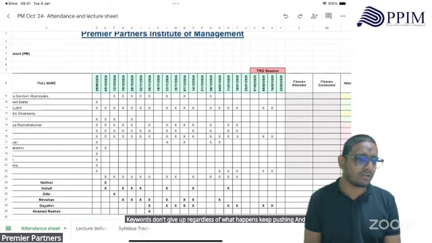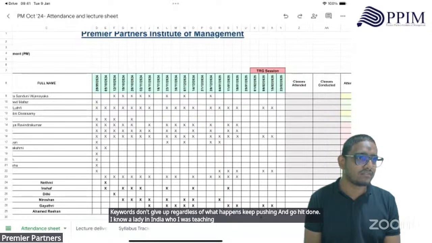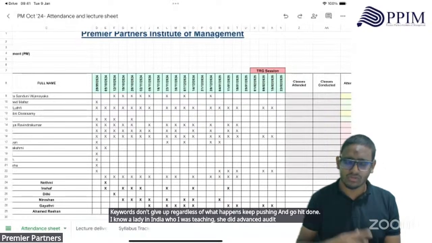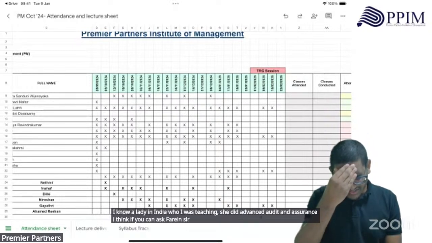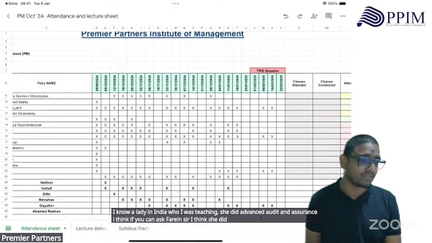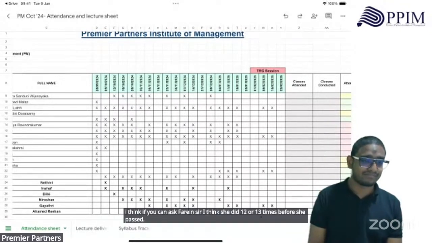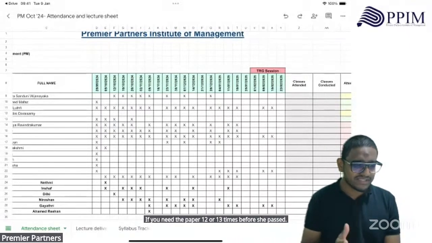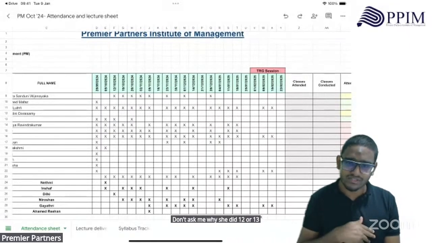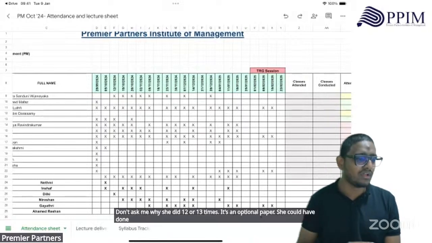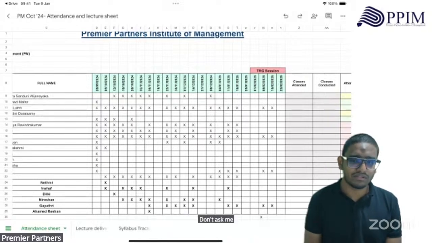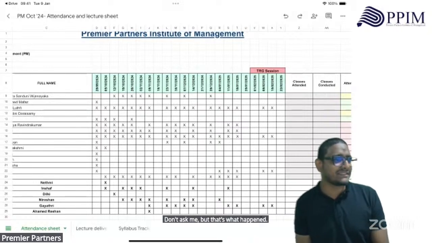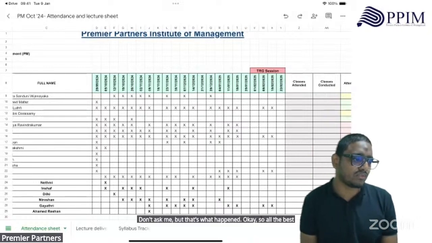I know a lady in India who I was teaching. She did advanced audit and assurance. I think if you can ask Farid sir, I think she did the paper 12 or 13 times before she passed. Don't ask me why she did 12 or 13 times. It's an optional paper. She could have done a different option. I don't know, but that's what happened. Okay, so all the best then. See you soon with good results.